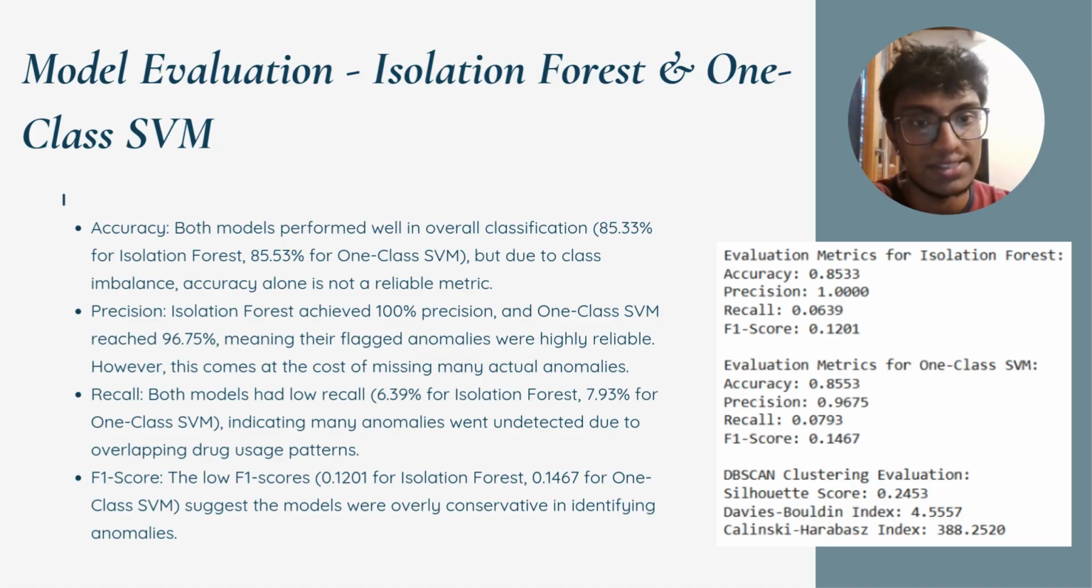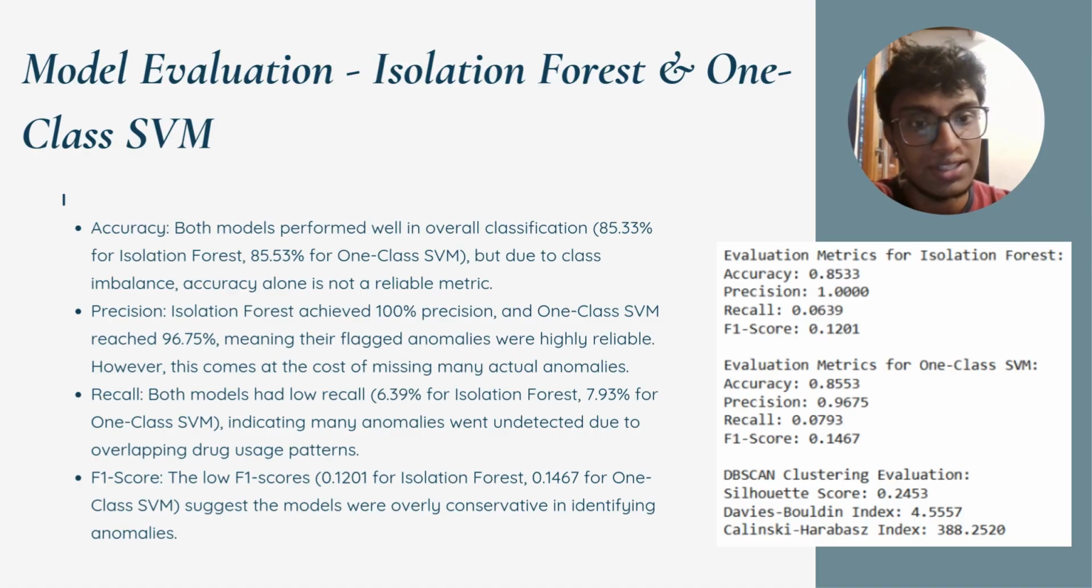Precision, which measures how many predicted anomalies were truly anomalies, was exceptionally high: 100% for isolation forest and 96.75% for one-class SVM. This suggests that these models flagged an anomaly only when highly confident. However, this came at a cost, as shown in their low recall scores of 6.39 and 7.93.